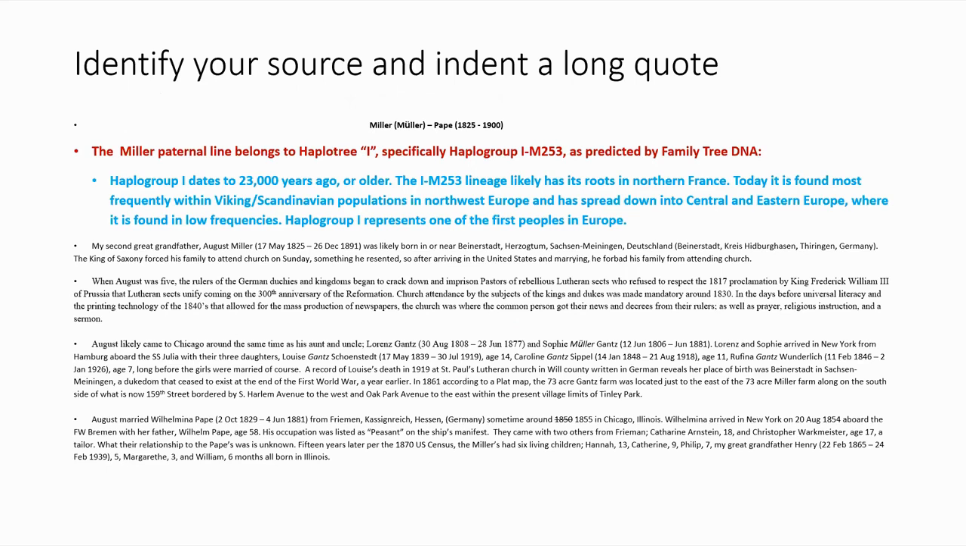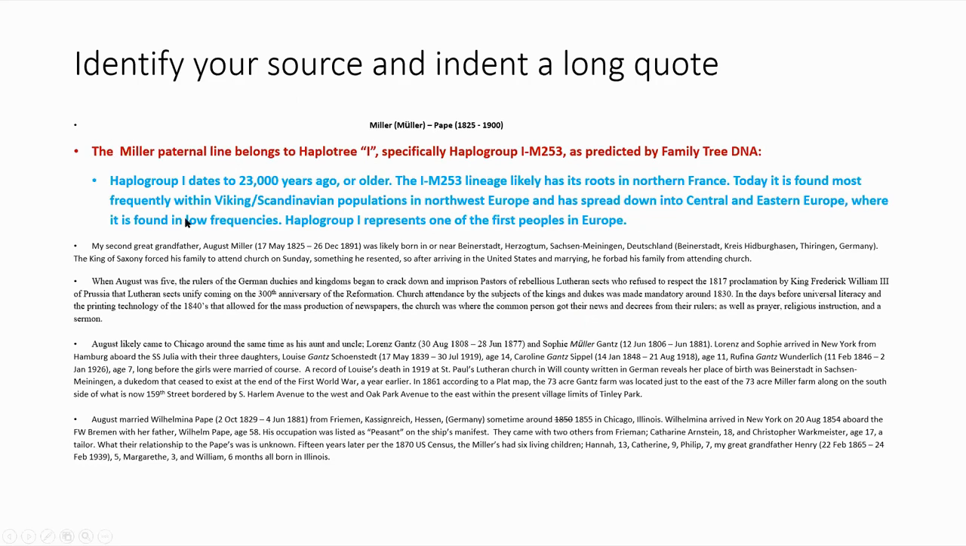So I did the Y DNA test, and this is what I got from Family Tree DNA. Now it's an expensive test, and you don't really get a lot of information from it. I think they get more information from it than I did. The Miller paternal line belongs to the haplotree I, specifically haplogroup I-M253, as predicted by Family Tree DNA.